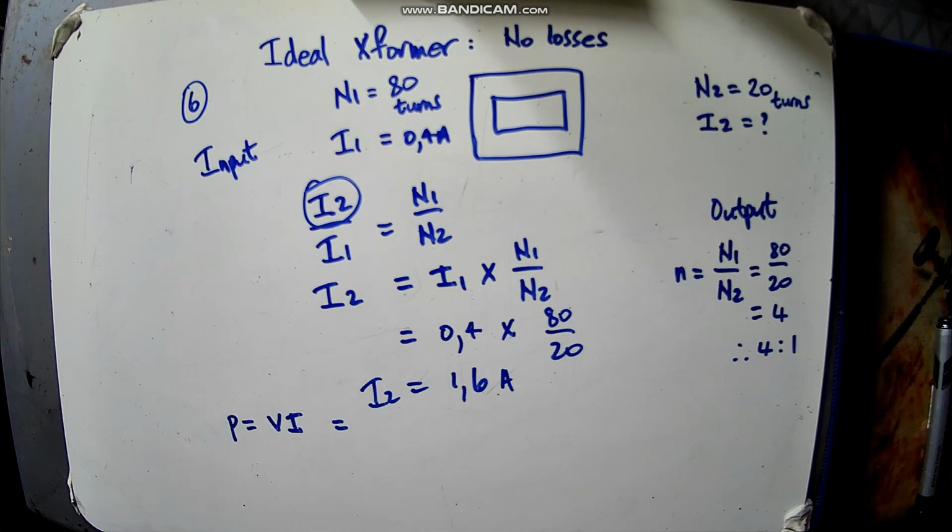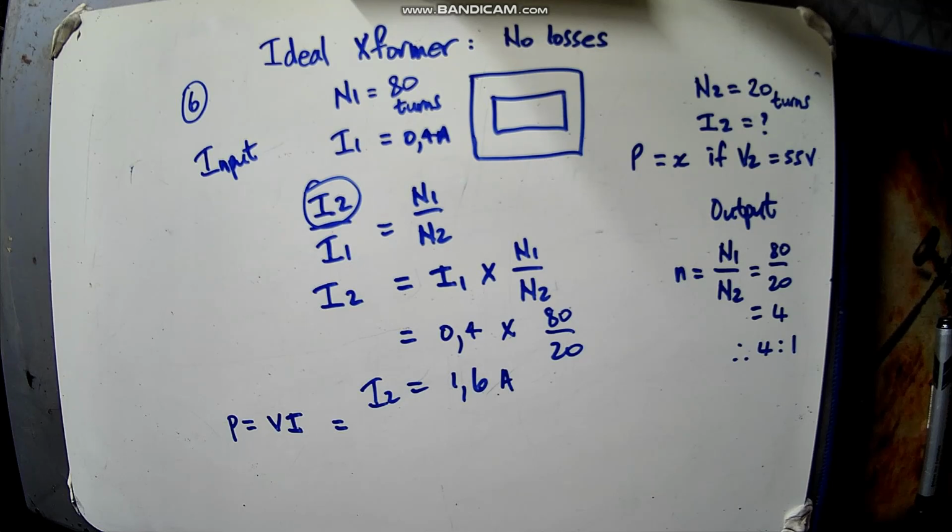Now the second part of the question says calculate the power if the secondary voltage is 55 volts. Okay, so notice I didn't write that on the screen. So calculate the power if V2 is 55. Right, so notice if you're calculating the power, you can use the secondary side information, or you can use the primary side information. But notice we do not have a V1 here.